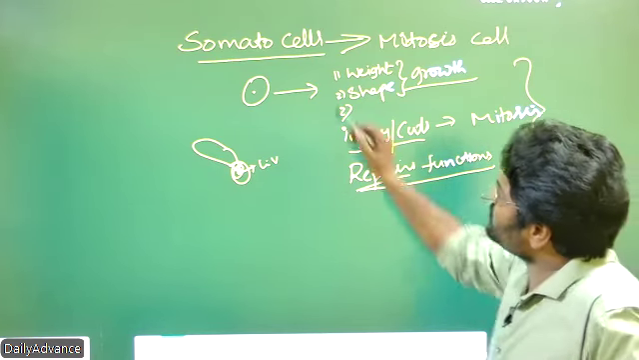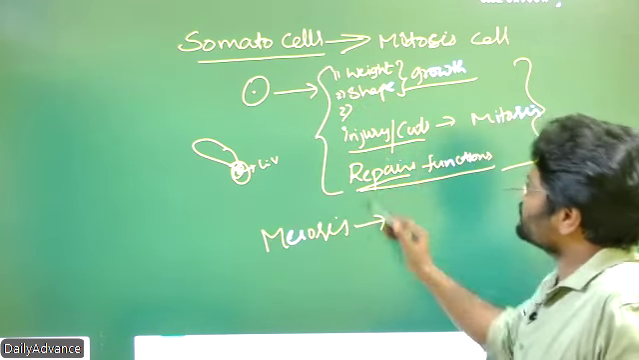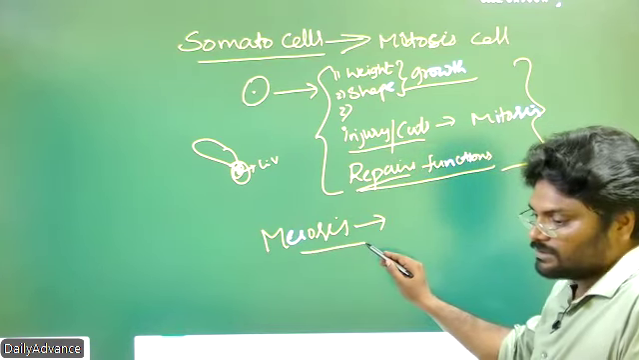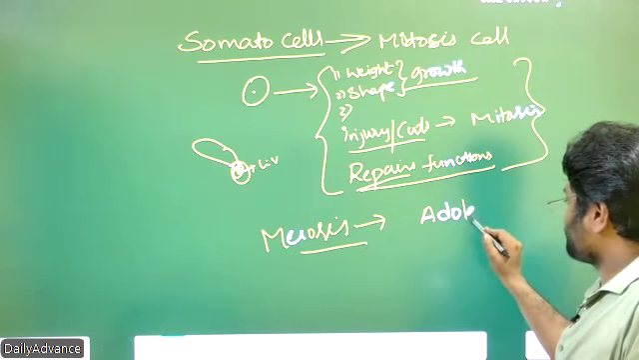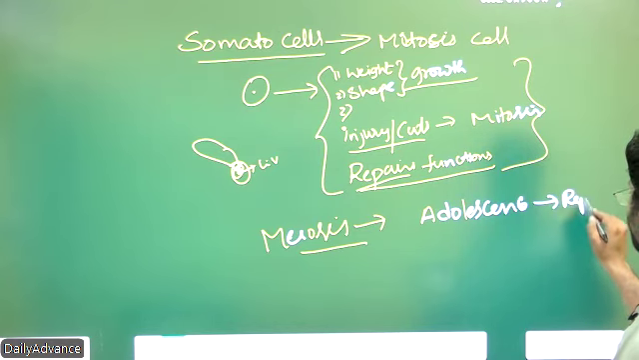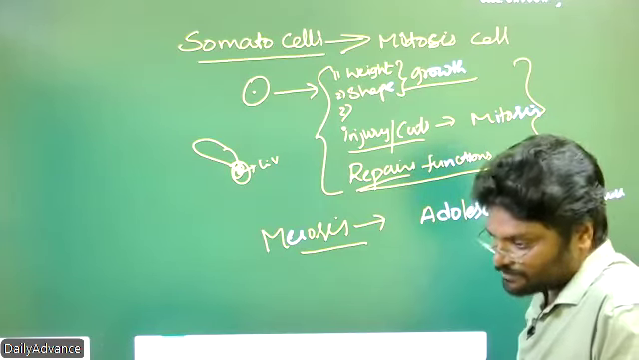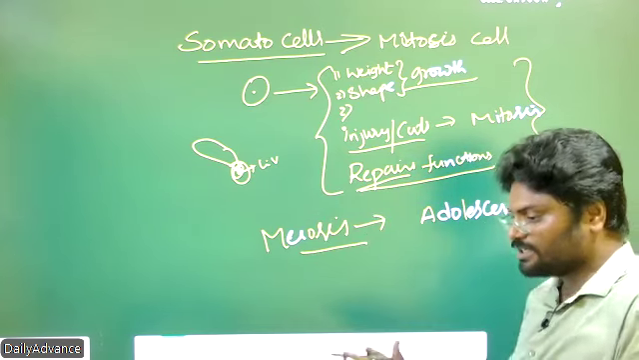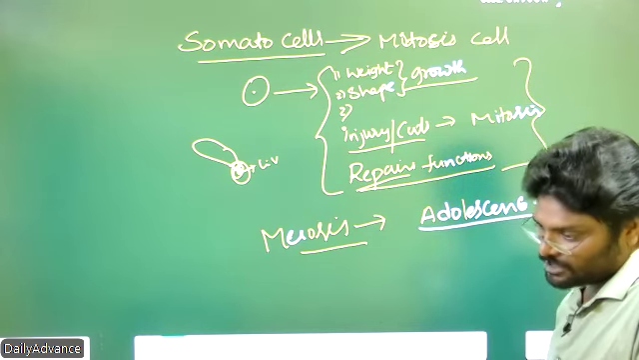Understand? So now meiosis cell division in our body. Mitosis cell division is common in every organ in our body. But meiosis cell division starts in our body during adolescence and continues through the entire reproductive years. Once those reproductive years are over, our body never performs any meiosis cell division. But mitosis cell division is from birth to death. Meiosis cell division is only for one particular period, that is adolescence to reproductive age.